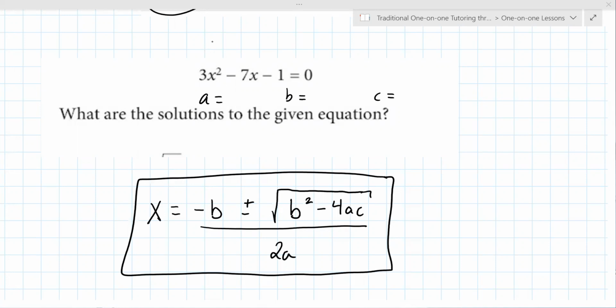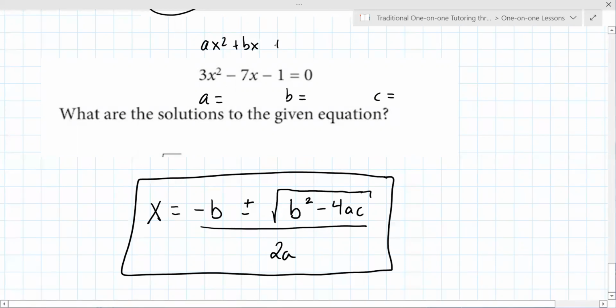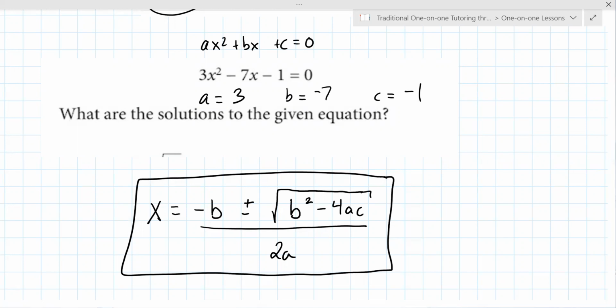So it's ax squared plus bx plus c. That's the standard form. Okay, so A is 3, B is -7, good, and C is -1. Perfect. Okay. Now I'm gonna reframe the question.